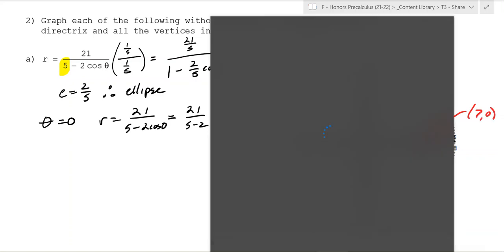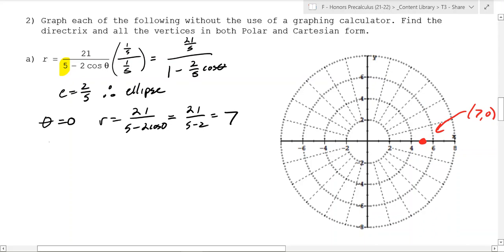So then let's also do theta is equal to pi. It's just a nice one to plug in. So r is equal to 21 over 5 minus 2 cosine of pi. Cosine of pi is -1, so you end up with 21 over 7 this time, which is 3.